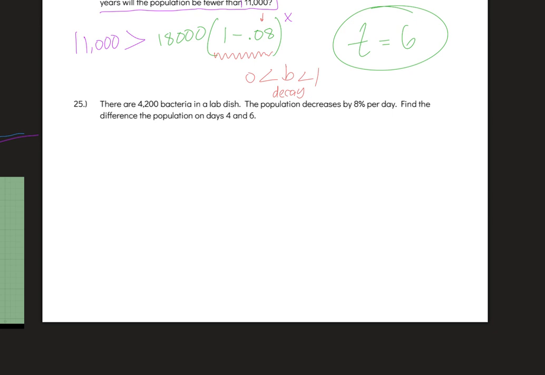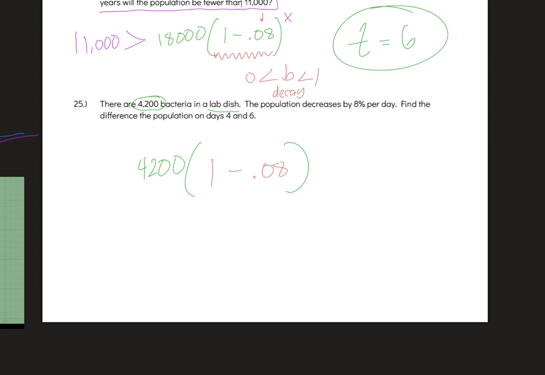Okay, so there are 4,200 bacteria in a lab dish. The population decreases by 8% every day. 1 minus 0.08 every day. Find the difference in the population. Hang on, I think we're missing a word here. Find the difference in the population on days 4 and 6.